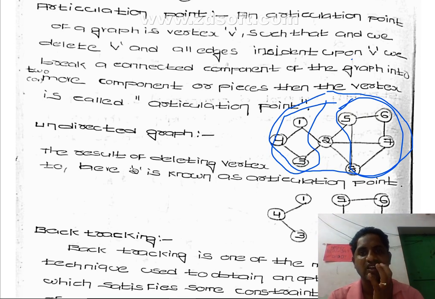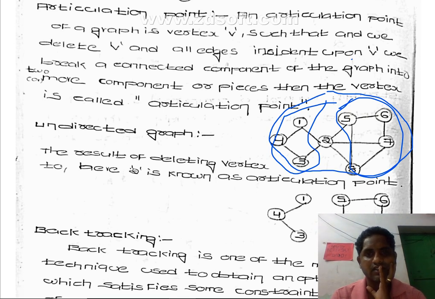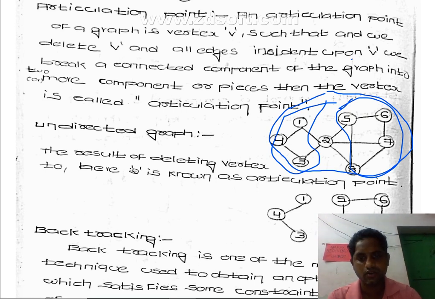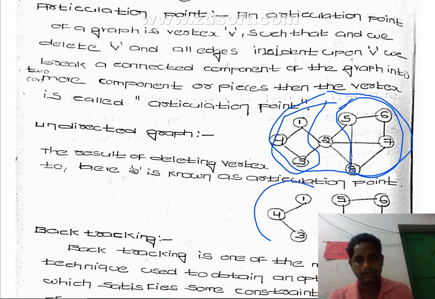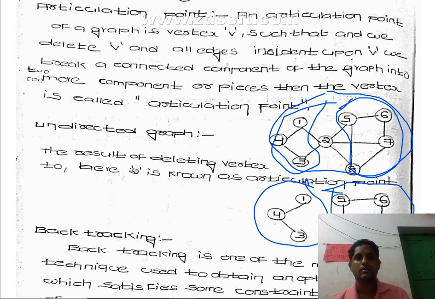So an articulation point of a graph is a vertex V such that, when we delete V and all edges incident upon V, we break a connected component of the graph into two or more components or pieces, then the vertex is called an articulation point. So the graph, okay? This is an articulation point.